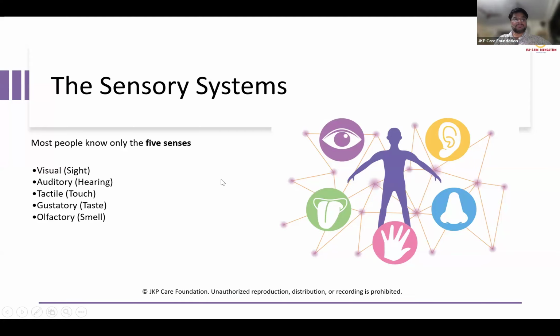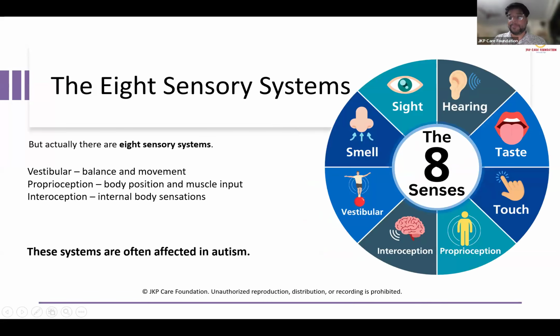In layman's language we say there are 5 senses, but scientifically, when we talk therapeutically, there are 8 senses. There are 3 more additional sensory systems. What are those? Vestibular, proprioception, and interoception. The vestibular is the body's balance and movement. Automatically the body adjusts the balance and movement. When you walk, when you're climbing over a hill, automatically the body bends down.